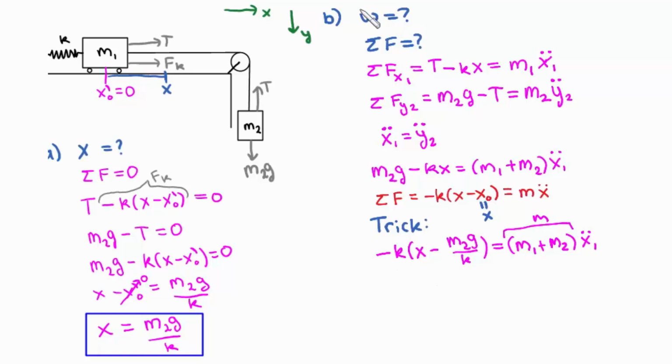But we were asked to find what our omega is, so as we know, our omega is equal to the square root of the coefficient of our x minus x0. So our k, so we can see that it's k, just without the minus, divided by our coefficient of our x double dot. And here our coefficient of our x double dot is m1 plus m2. And this is the answer.